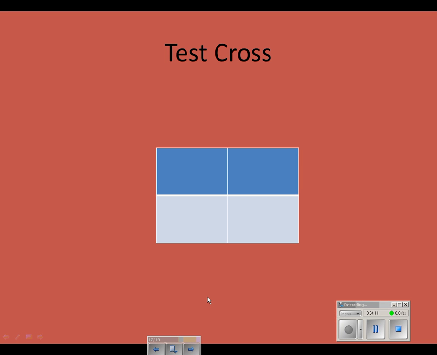Now, let's do a test cross with blood types because this can get a little confusing. We'll say one parent is heterozygous for type A. One parent is heterozygous for type B. Possible outcomes could be AB, type B, A, or O. So our phenotypes are 25% AB, 25% B, 25% A, and 25% O. So it's possible that these parents could have a child that has a completely different blood type than they do.